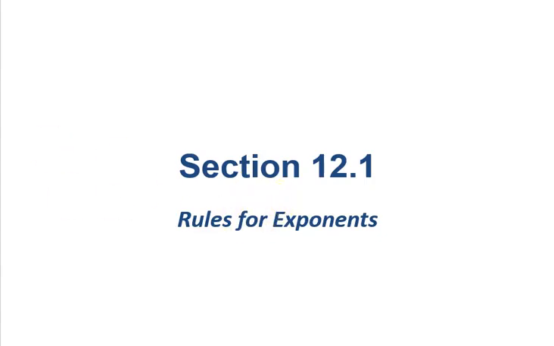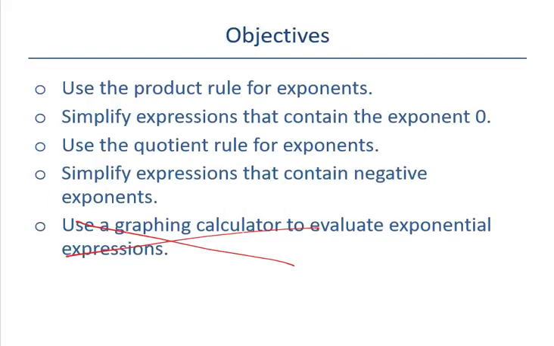Okay, section 12.1, rules for exponents. Let's look at our objectives here. Use the product rule for exponents, simplify expressions that contain the exponent 0, use the quotient rule for exponents, and simplify expressions that contain negative exponents. Okay, and of course I X'd out the graphing calculator because we won't be using that.